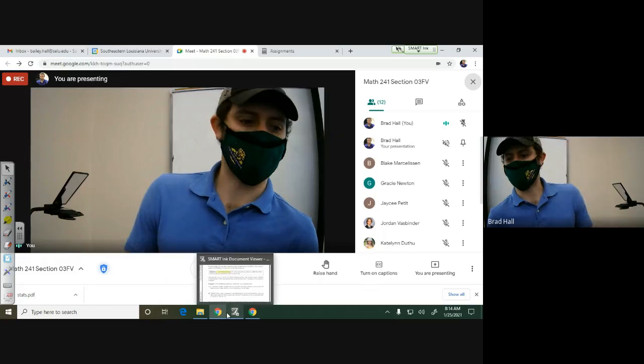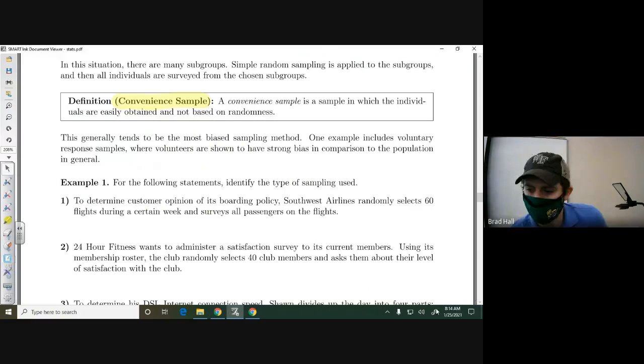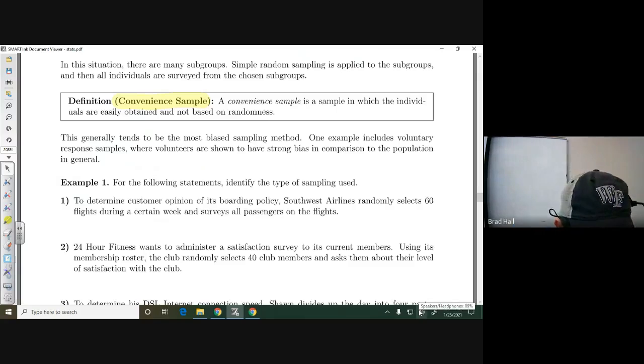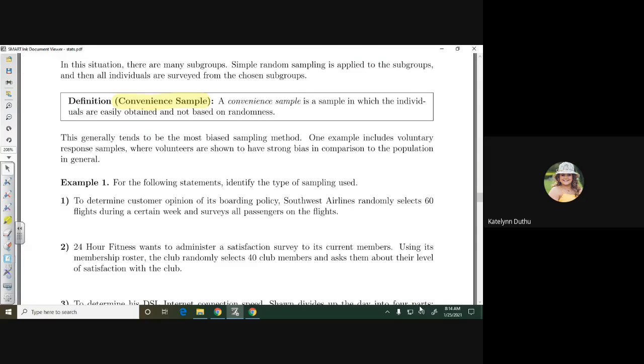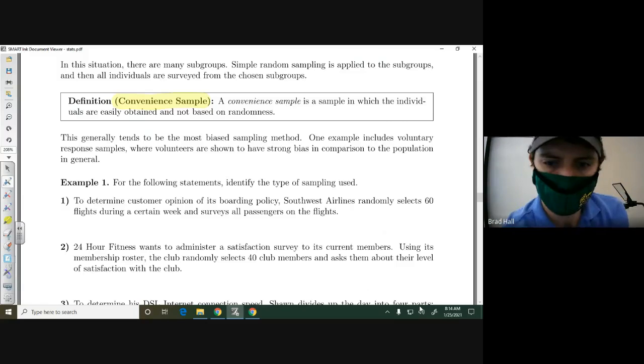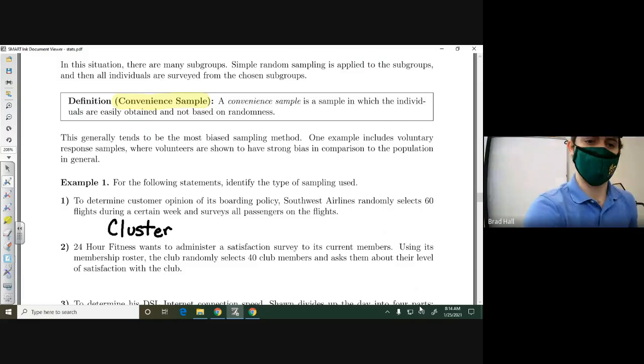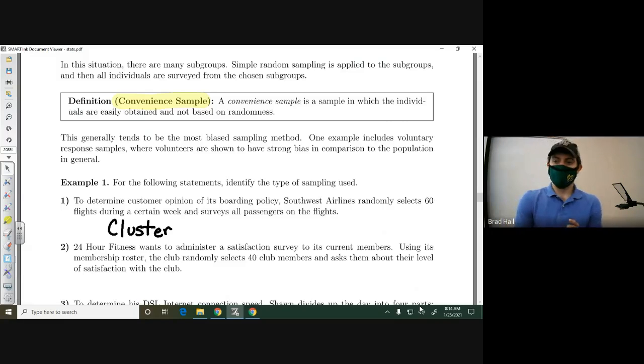Virtual people, you can chime in too if you'd like. Cluster? Let me turn up the volume a little bit. Whoever said that, can you say that again? Cluster sampling? This would be cluster. Yes, so this is cluster. The first one is cluster. And if you did form an opinion and think, why is it not simple random or stratified?